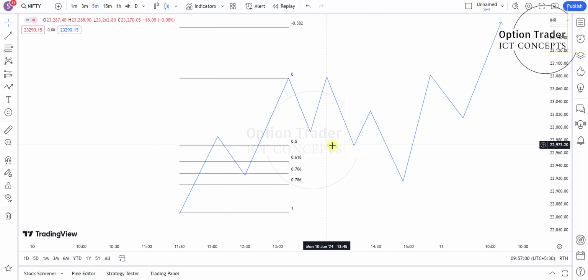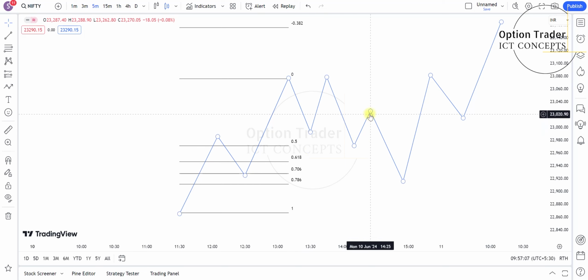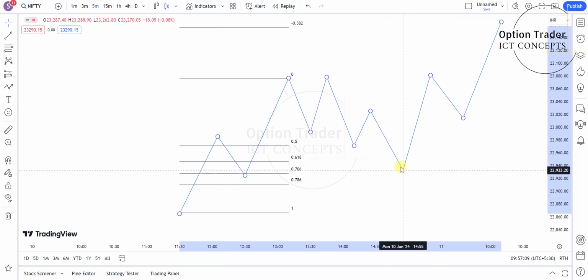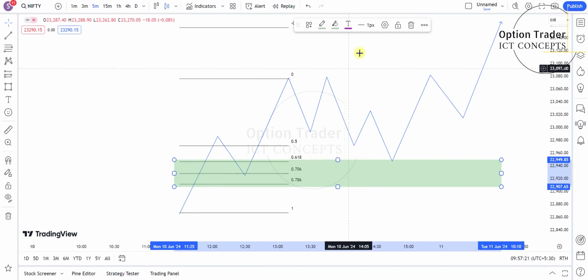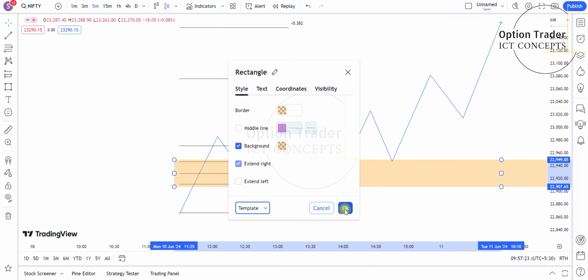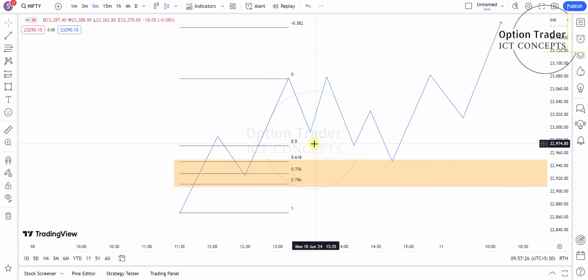What happened is that at 0.5 we get a bounce, and it shot upside, in which another fall came, which hits the 0.618. This is the golden zone. The golden zone values are 0.618, 0.706, and 0.786. This is the golden zone and this is the 0.5.